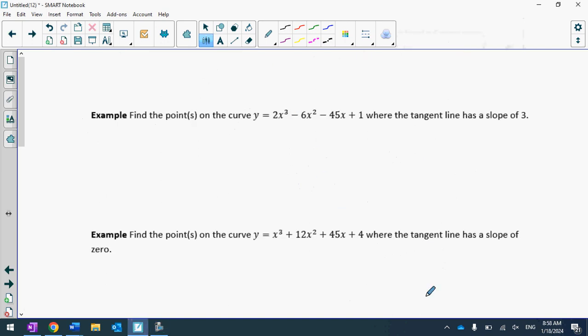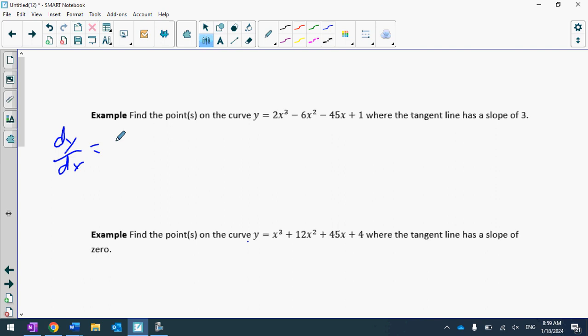Looking at the next page, some other questions here. Find the points on the curve y equals 2x cubed minus 6x squared minus 4x plus 1 where the tangent line has a slope of 3. So we're going to start by finding the derivative. Now we're using what's called the power rule, which I call a derivative shortcut. So it's not necessary to do this using first principles unless we were told to.